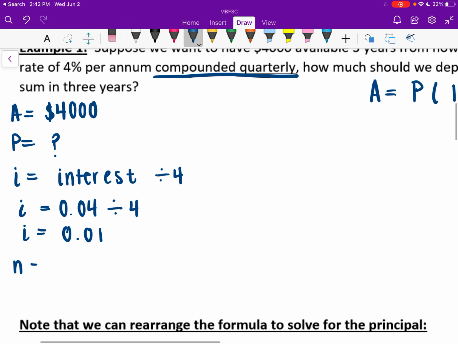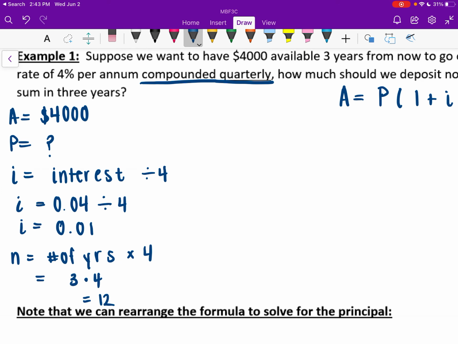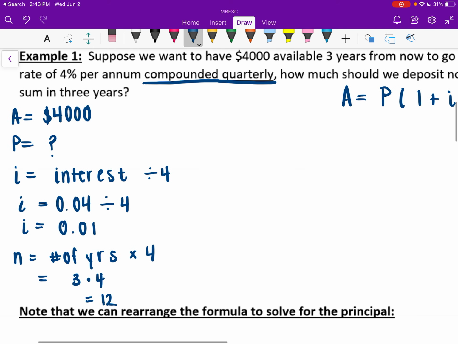And n in this situation is going to be number of years times 4. So that's going to be 3 times 4, which is going to be 12. Right? So that means that the number of compounding periods we have over 3 years is going to be 12. Let's just go put in what we know, right? So we know A is 4,000. We don't know what P is, so we're going to leave that alone. 1 is just a constant. We know i is going to be 0.01. And we know n is going to be 12.